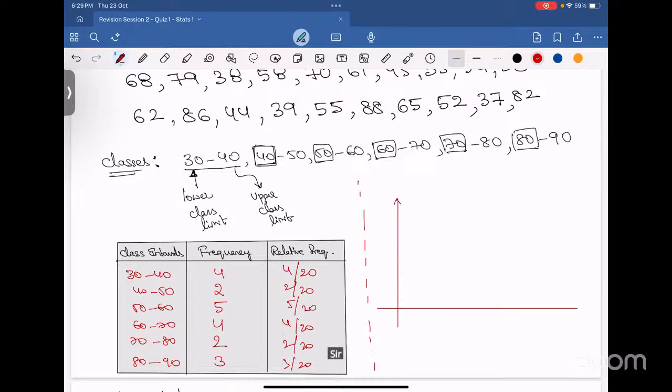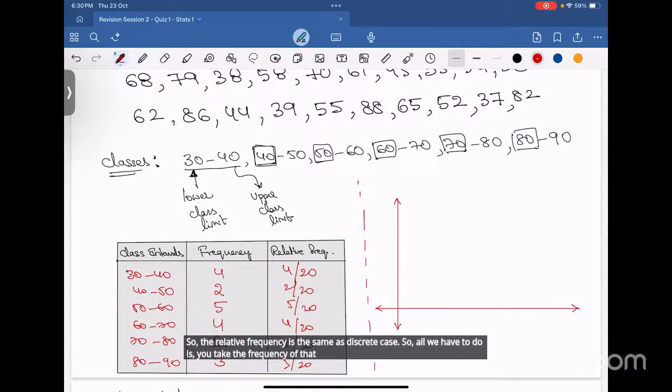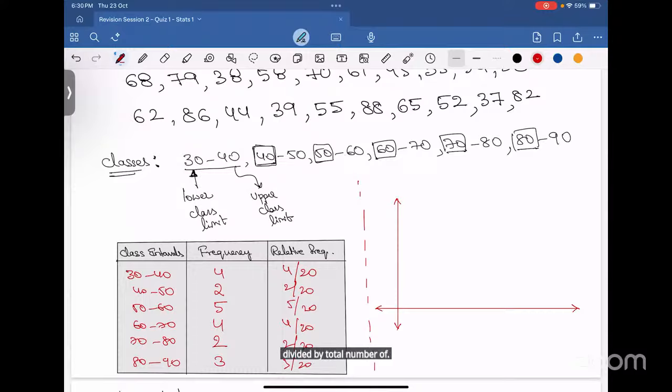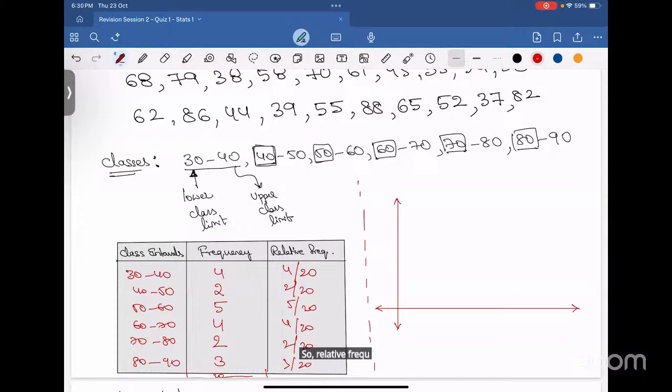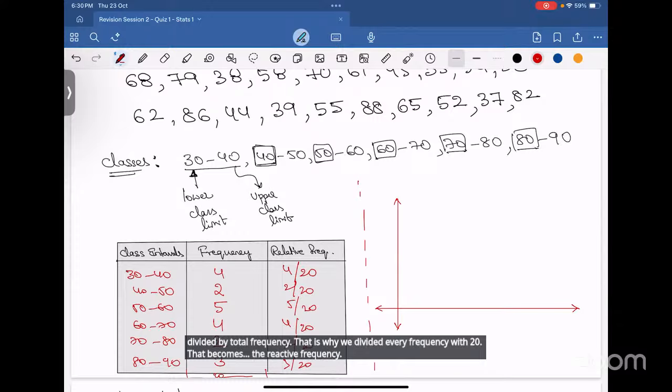Sir, can you just explain again relative frequency? Relative frequency is the same as in the discrete case. All we have to do is take the frequency of that class interval divided by the total frequency, or total number of data points. The total frequency, if you compute, will give us 20, right? Total frequency is basically the sum of all individual frequencies. So the relative frequency will be the frequency of that class divided by the total frequency. That is why we divided every frequency by 20. That becomes the relative frequency.